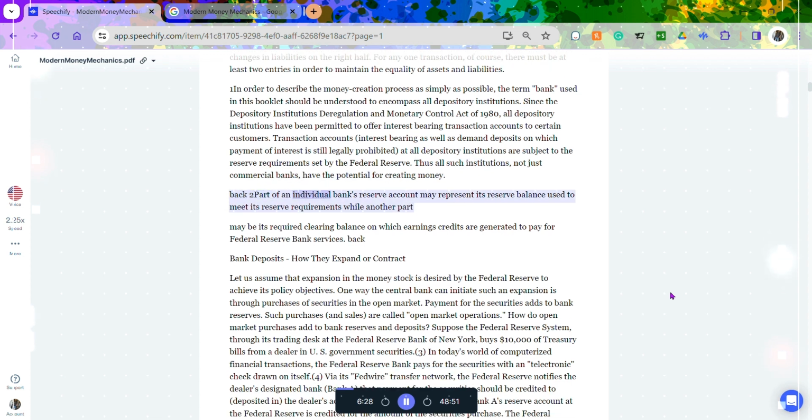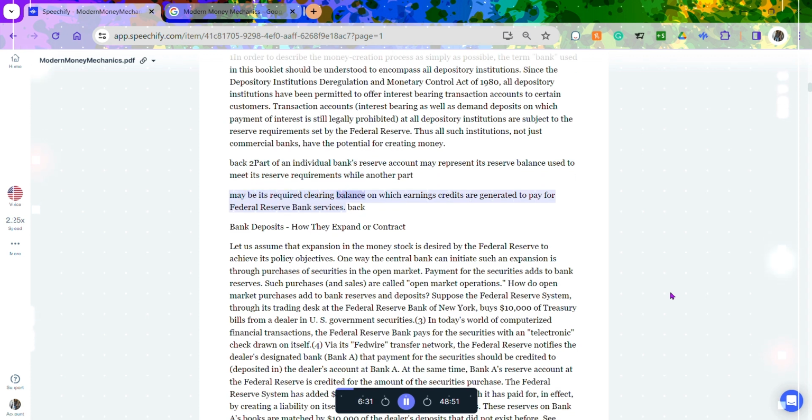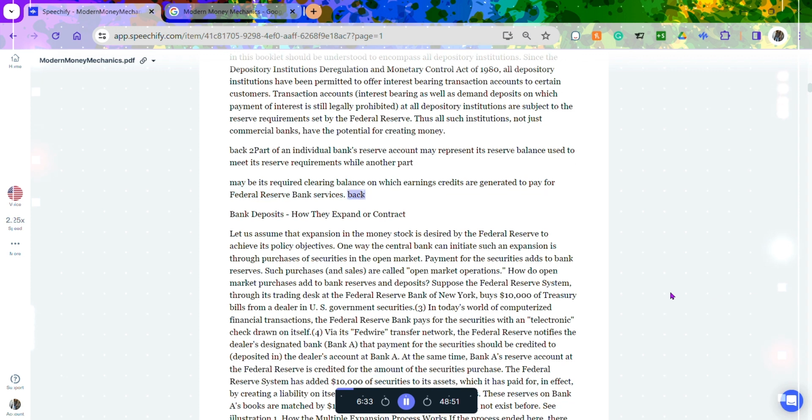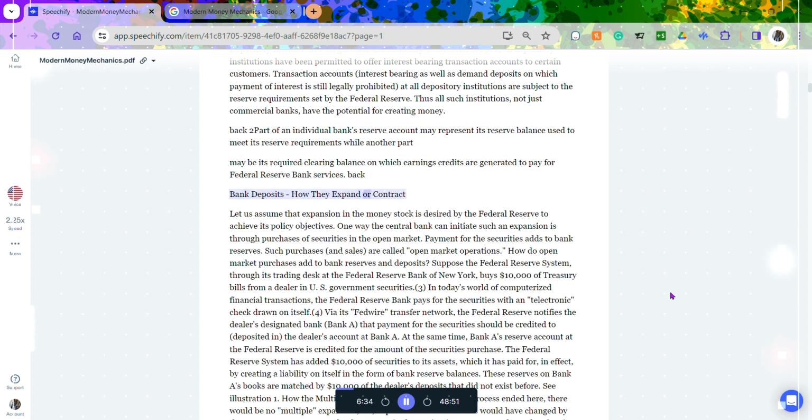2. Part of an individual bank's reserve account may represent its reserve balance used to meet its reserve requirements, while another part may be its required clearing balance on which earnings credits are generated to pay for Federal Reserve Bank services. Bank deposits, how they expand or contract.